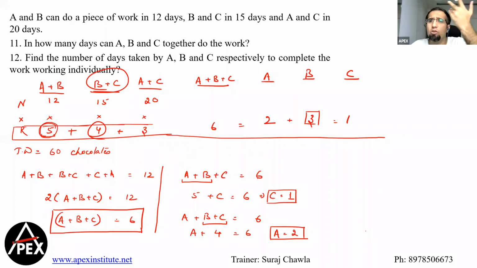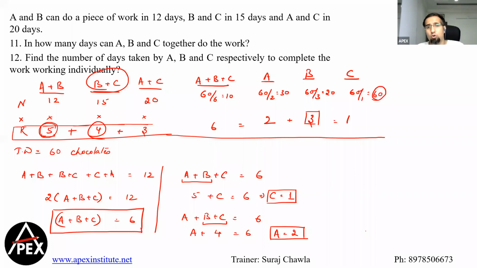That's it, guys. Now you have to just fill the top row. So the top row here becomes 60 by 6, that is 10. This is 60 by 2, that is 30. This is 60 by 3, that is 20. And this is 60 by 1, that is 60. So these should be your answer.